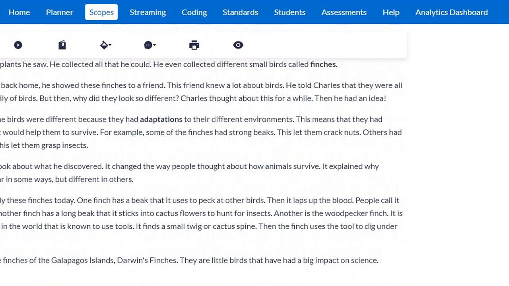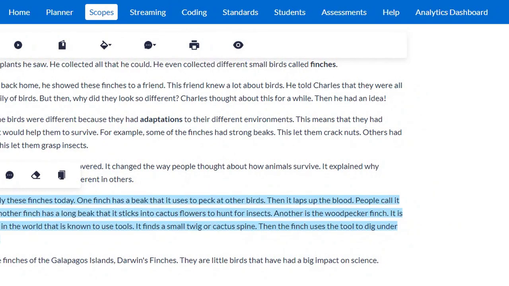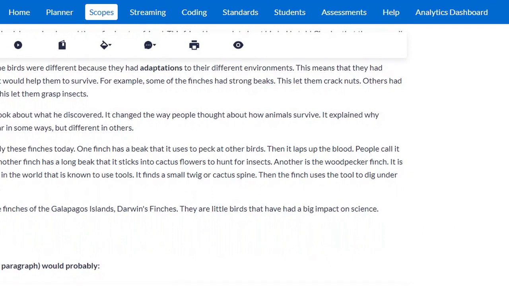Now that we finished this article, you can spend a little bit of time as a class and look up the different types of finches that were talked about in paragraph number 8. After that, spend some time answering the different questions on the bottom of the article. As you answer these questions, take your time and make sure you go back to the article to provide evidence.